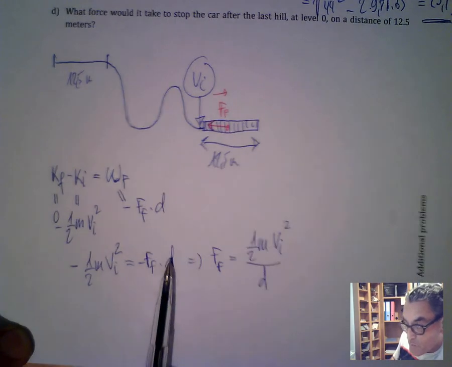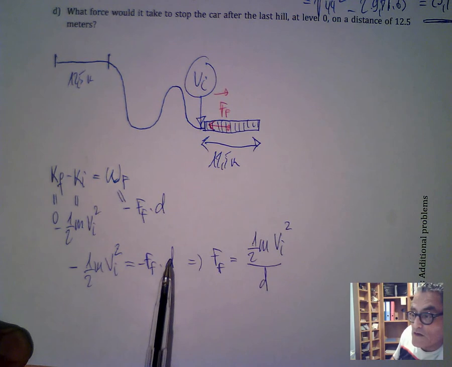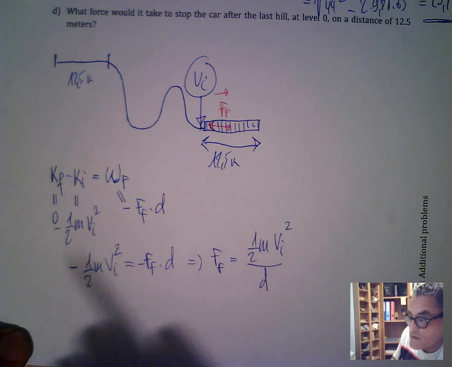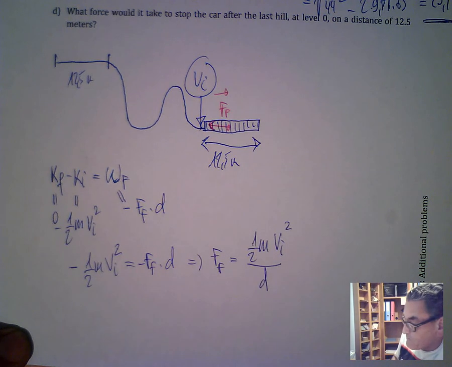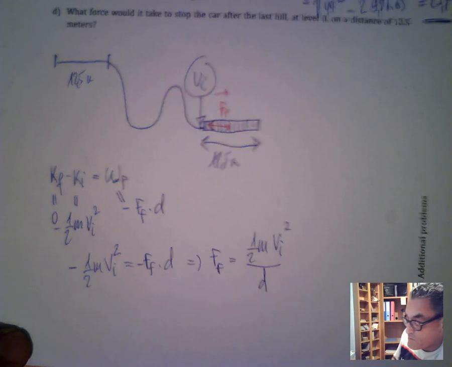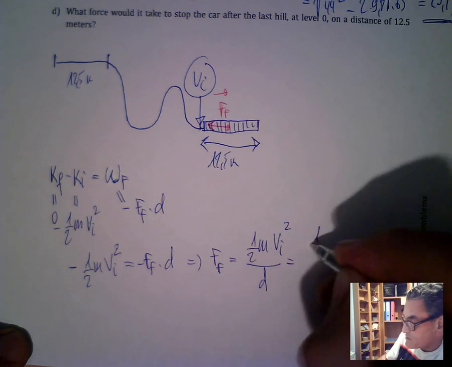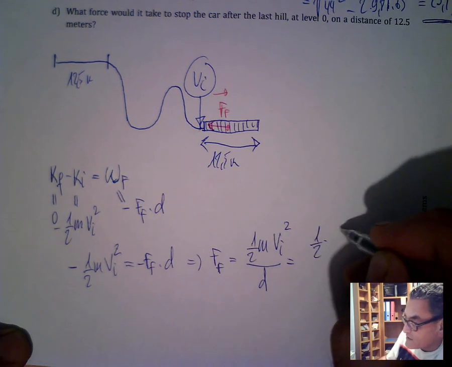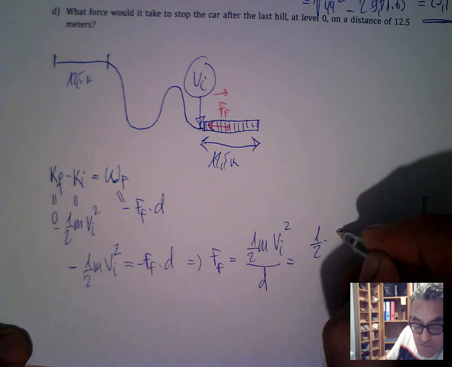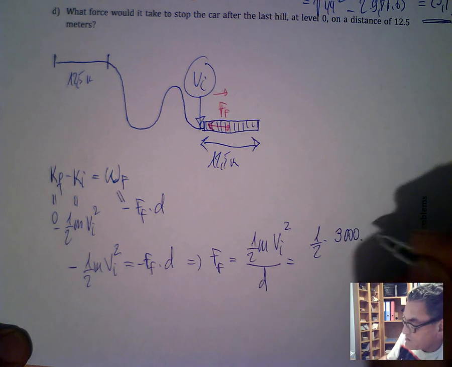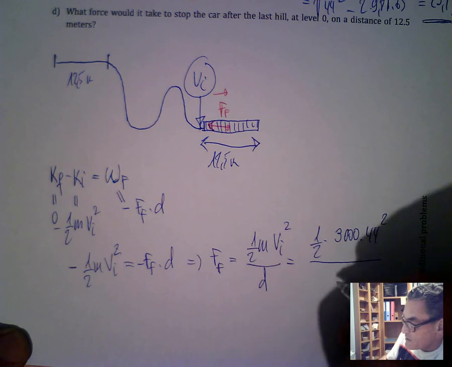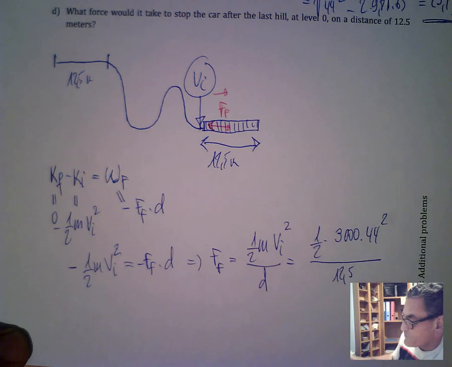The mass plays a role, because the heavier the object, the more force you will need to stop it due to the second law of Newton. Okay, there is an inertia of the mass which has to be cancelled, which has to be absorbed by the friction force. Okay, so let's compute this. It's 1/2. The mass was 3,000, if I'm not mistaken. The velocity is 44 squared, and we divide this by 12.5.